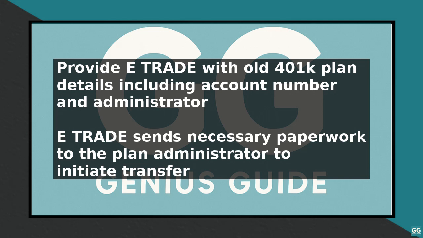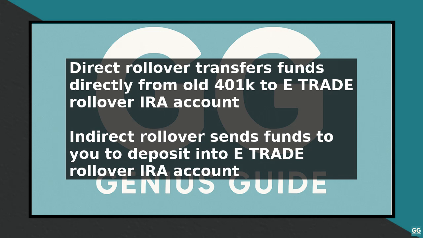There are two types of rollovers: direct and indirect. A direct rollover is when the funds are transferred directly from the old 401k plan to the E-TRADE Rollover IRA account. This is the preferred method as it avoids any potential tax penalties.